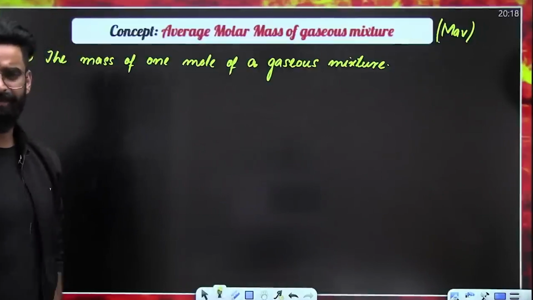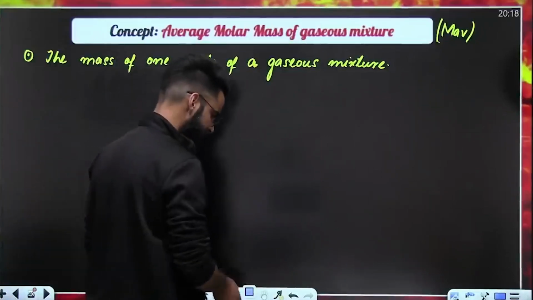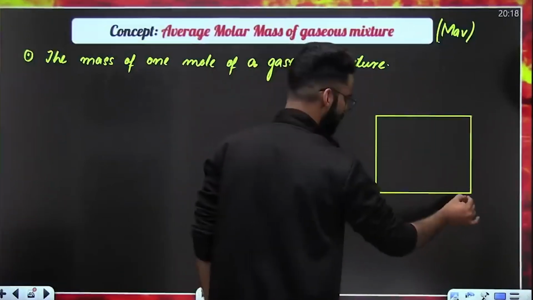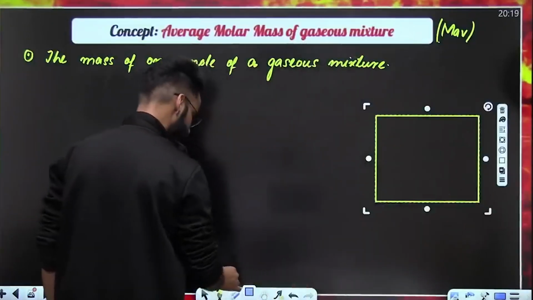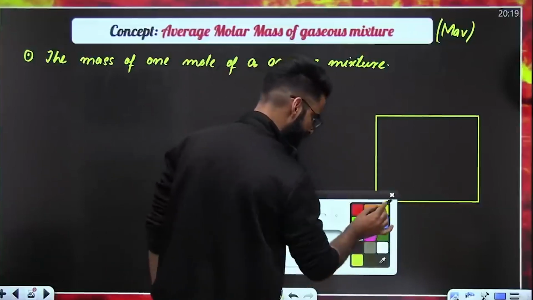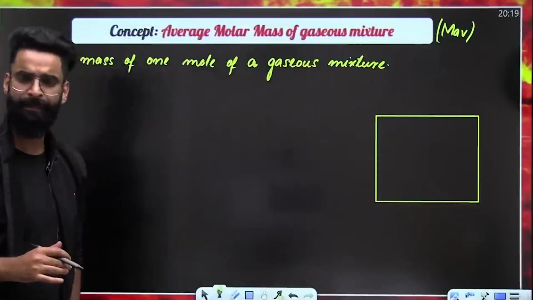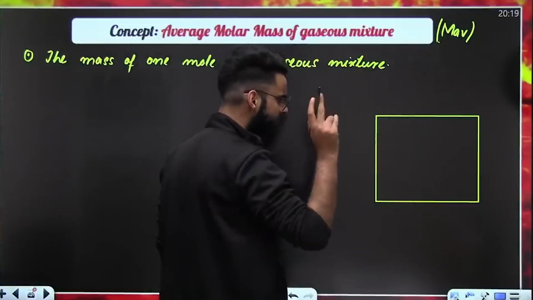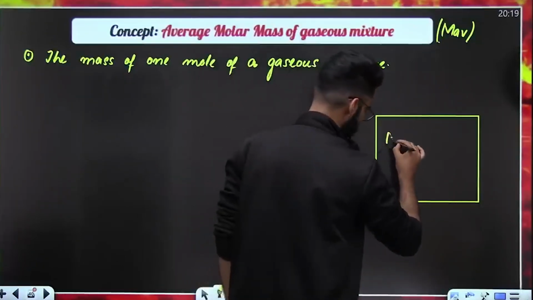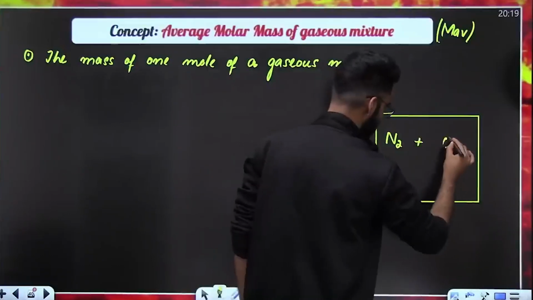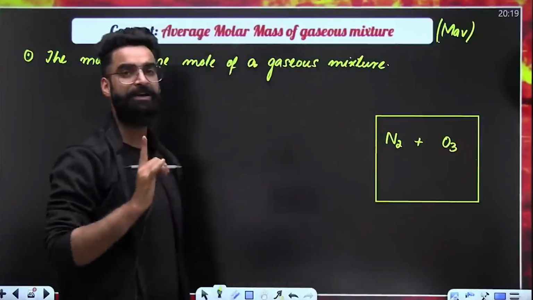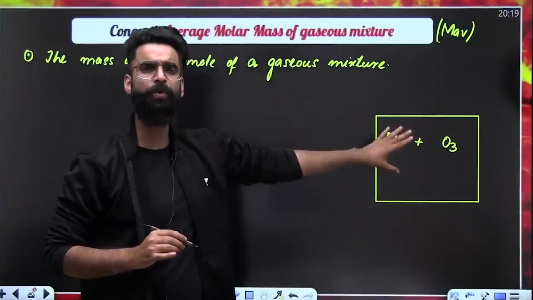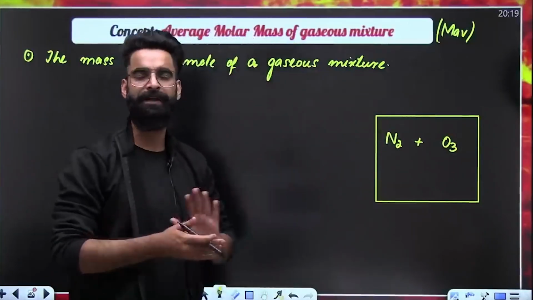Now, what is that exactly? See, guys, imagine that you have got a container which is closed on all the sides. For example, in this container, you have got 2 chemically non-reacting gases. One is N2 gas, one more is O3 gas. So there are 2 chemically non-reacting gases in the container.